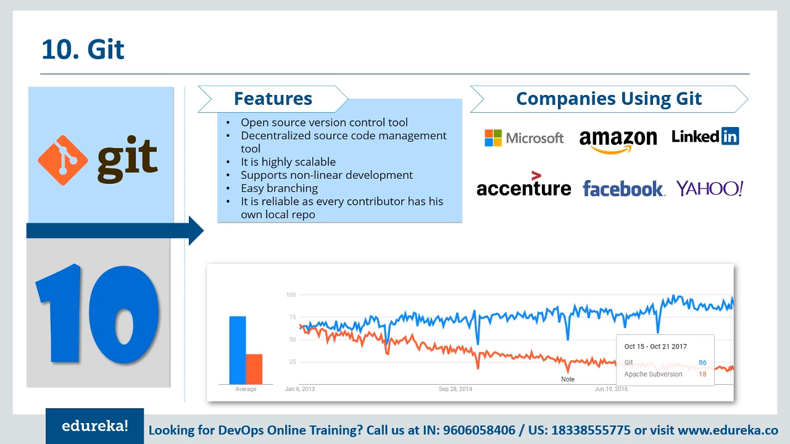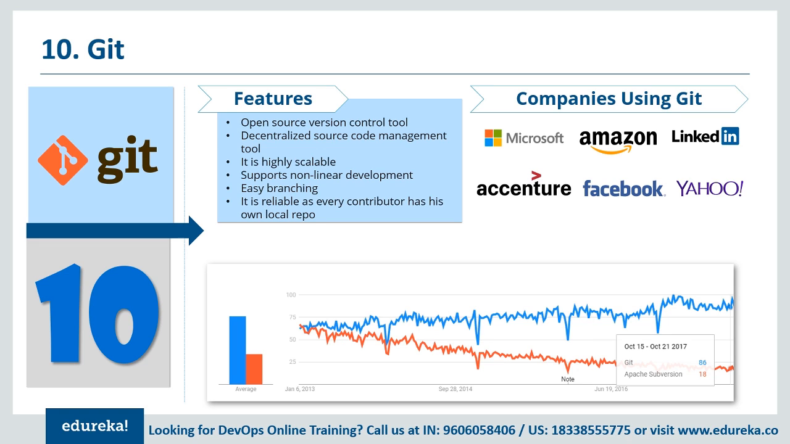It is also reliable, as every contributor has their own local repository that we discussed as part of the entire Git system, right? Since each and every developer contributes to their own local repository, it is much easier and more reliable. Even if the remote repository is not available at any given point of time, the developers can still continue working without worrying about the unavailability of the central repository itself.